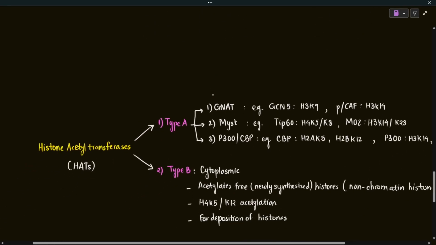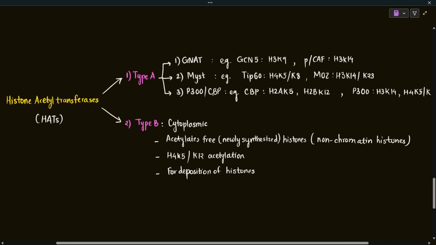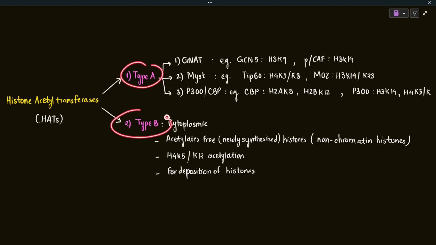So let's first learn about histone acetyltransferases. There are two types of histone acetyltransferases, type A and type B. They have different distinct mechanisms. Why? Because they transfer the acetyl group on different types of histone. Type A HATs are nuclear HATs. They are present in the nucleus.